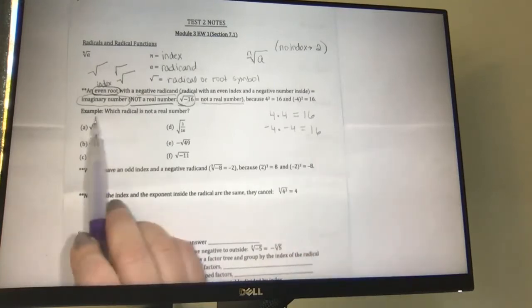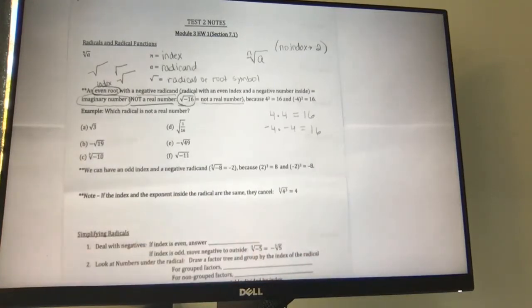So if you're looking at A, B, C, D, E, and F, one of these is not a real number. So that would be like in my MyMathLab question, and you would just have to click on the one that's not real. So be careful. I have some tricky ones in there to try to fool you.